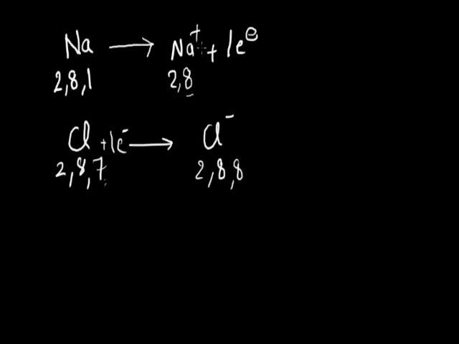So we can say that Na plus is stable and Cl minus is also stable according to octet rule, but according to charge they are not stable and they attract each other, and Na plus attracts Cl minus and converts into NaCl, that is sodium chloride.